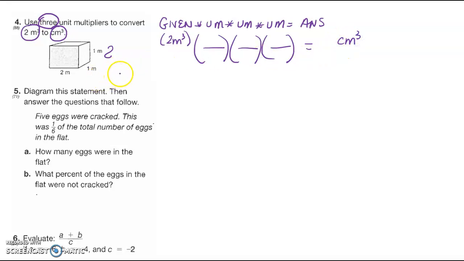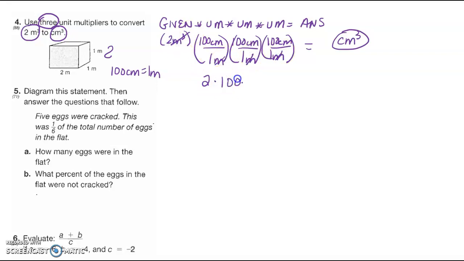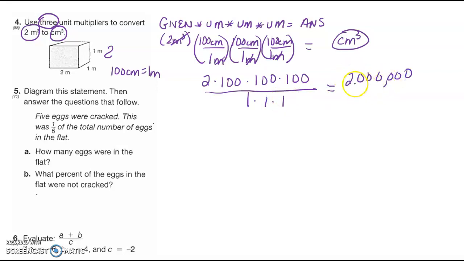So what is my conversion factor? I know that there are 100 centimeters in 1 meter. And I know I need centimeters on the top because that's what I'm looking for. So I'm going to put 100 centimeters per meter. The math looks like this. So all three of these meters cancel these 3 meters out. 100 times 100 times 100 over 1 times 1 times 1. And that is 2, 2, 3, 4, 5, 6. Okay, let me change colors here.